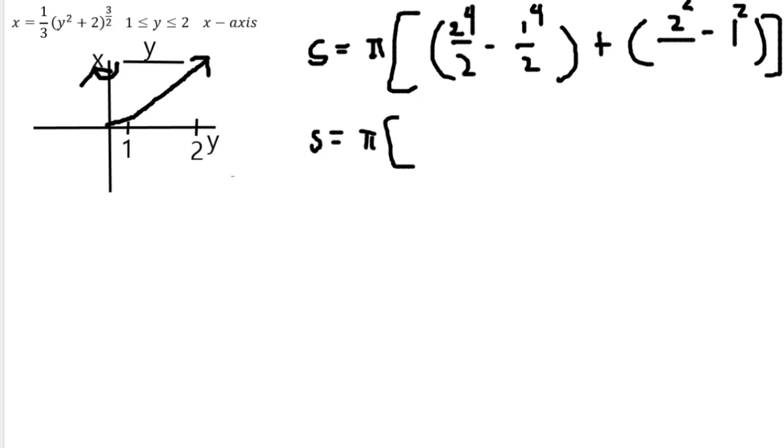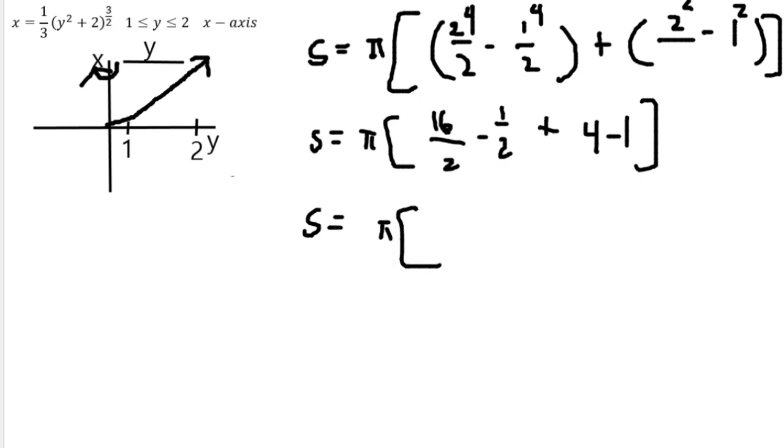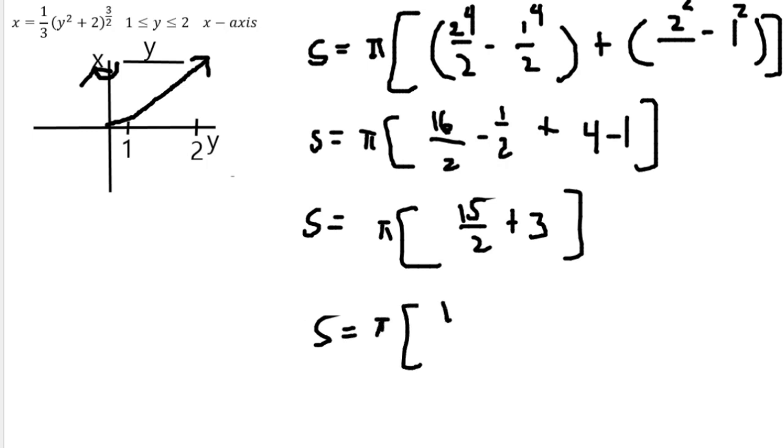So s is equal to pi. So this is going to be 2 cubed, but let's simplify more. So 2 squared is 4. We have y. 1 squared is 1. So s equals pi, and we can just make this 15 over 2, and we have 3. So we're still going to convert that into fractions. So we got 15 over 2, and 3 times 2, that's going to be 6, and 2.